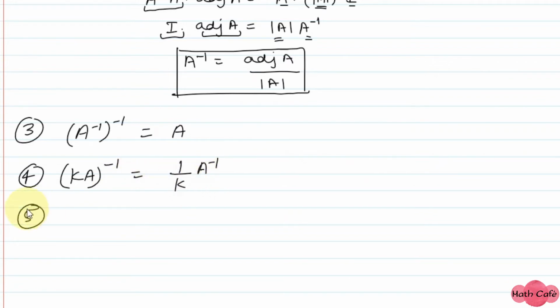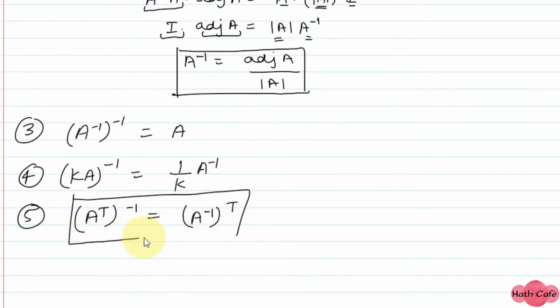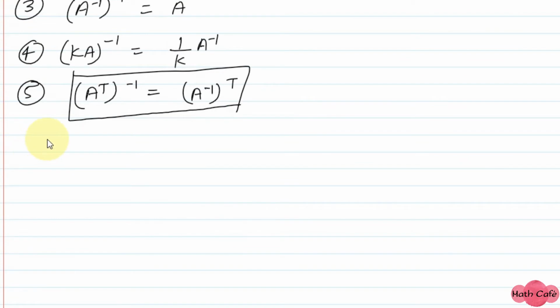Okay, so let's see here property number 5. If it is given A transpose inverse, this will be equal to A inverse transpose. Okay, this is an important property. Let's see the proof of this property, property number 5.